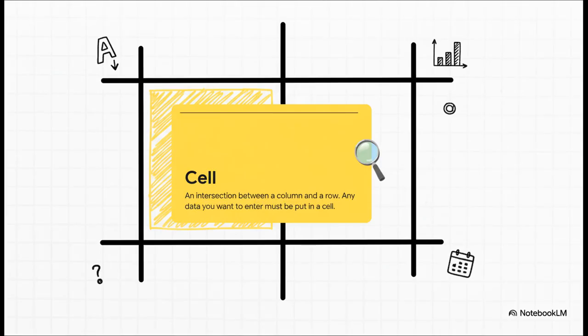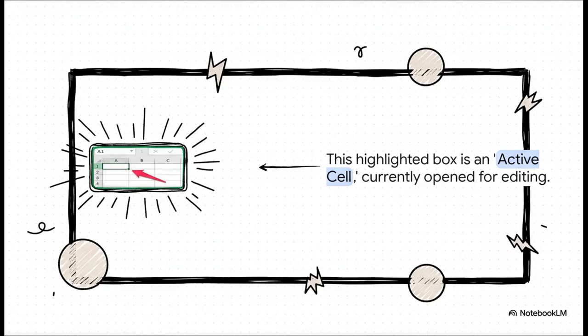All right, now we're zooming all the way in to the most fundamental piece of the puzzle, the cell. Every single piece of information you put into Excel, I'm talking numbers, words, dates, you name it, it all goes into one of these little boxes. And each cell is simply where a vertical column and a horizontal row cross paths. So when you click on any one of those cells, you'll see this little dark border pop up around it. That's what we call the active cell. It's pretty much Excel waving at you saying, hey, I'm ready, you can type here. This little box, this is where all the action happens.